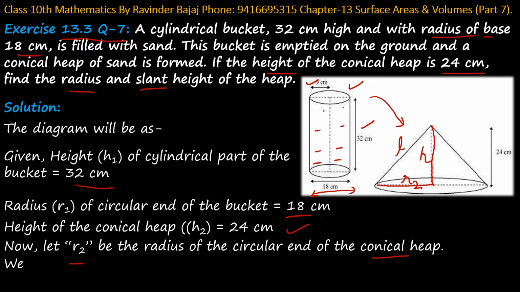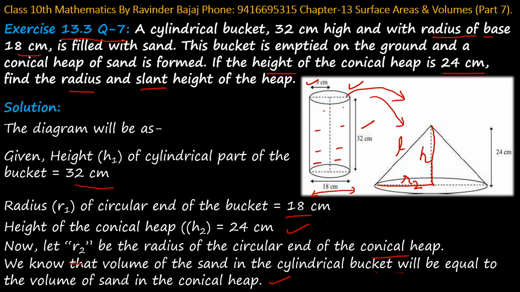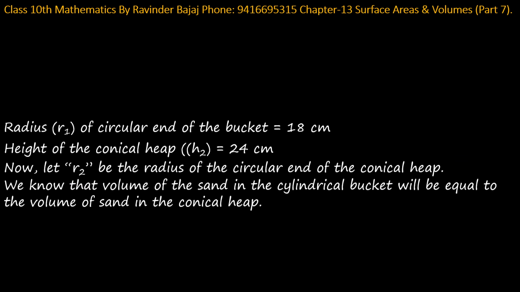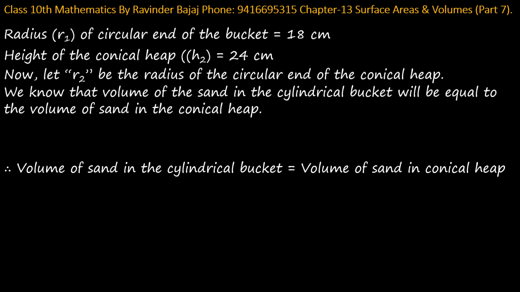Now let r2 be the radius of the circular end of the conical heap. R2 we have to calculate, and we know that the volume of the sand in the cylindrical bucket will be equal to the volume of the sand in the conical heap, because we have emptied the same contents on the floor, so the volume will be equal. Volume of sand in the cylindrical bucket is equal to volume of sand in the conical heap. Pi r square h is the formula for cylinder, and 1 by 3 pi r square h is the volume of cone.